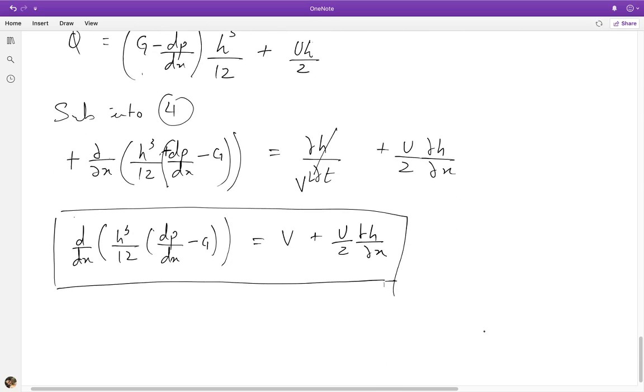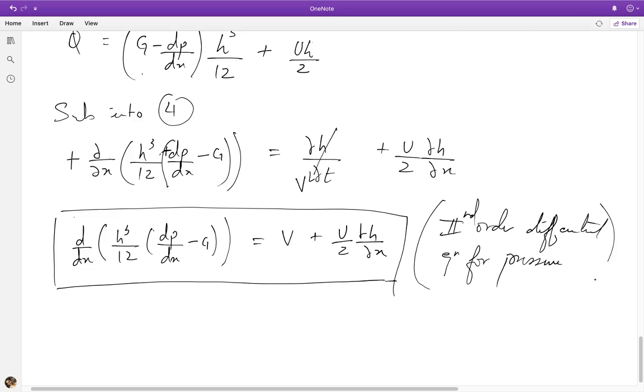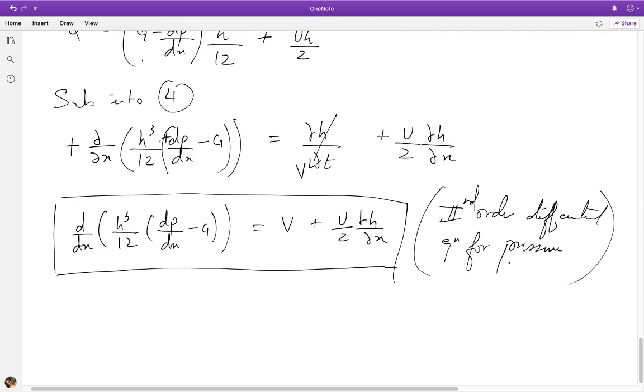Great. So there you have it. This is my second order differential equation for the pressure. Of course, this is the scale pressure. Remember, the pressure is order 1 by epsilon times the other quantities, the order 1 quantities. Alright, so this is a nice result.